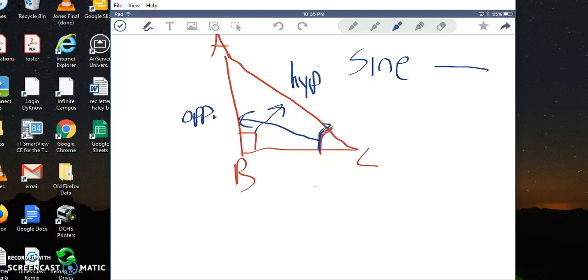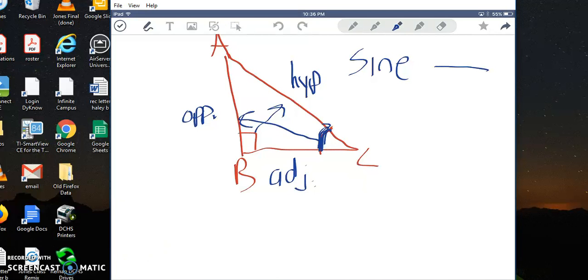The adjacent means right next to. So what is the side that is right next to angle C? Well, it's this one here. That's the adjacent. Now, technically, the hypotenuse is also adjacent, but we don't call the hypotenuse adjacent, it's the hypotenuse. It's always going to be the one directly across from the right angle.